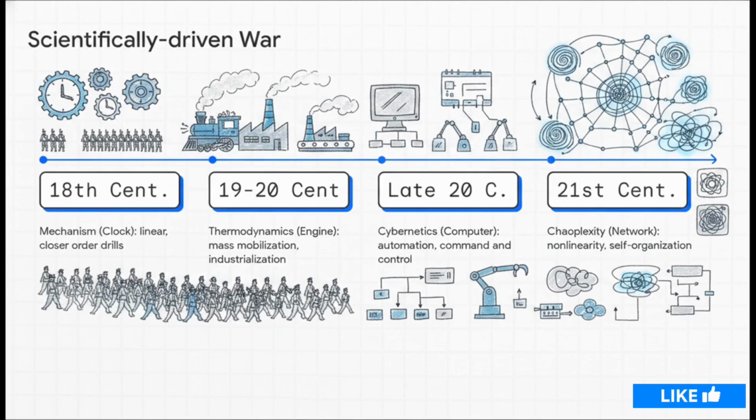Then, in the 19th and 20th centuries, we entered the era of thermodynamics. That was driven by the engine, which brought us mass mobilization and industrialized warfare. By the late 20th century, the computer introduced cybernetics, focusing heavily on information and automation. But today, we've arrived at the 21st century paradigm, the era of chaoplexity. This era is entirely defined by the network, where nonlinearity, self-organization, and just extreme complexity absolutely rule the day.